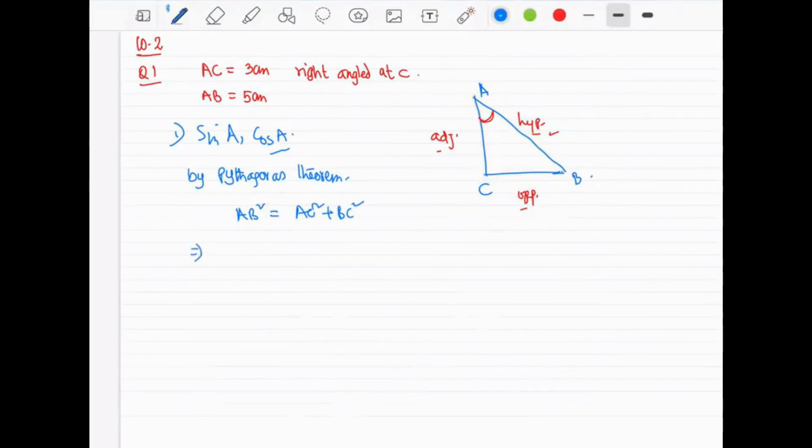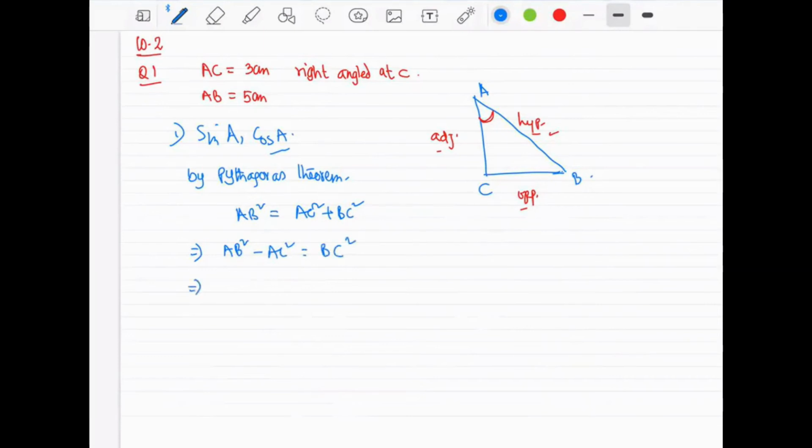Whatever value we want to calculate, which one is it? AC we have, AB we have, we don't have BC. So to find out BC, that means AC square has to go to the other side. So AB square minus AC square is equal to BC square.